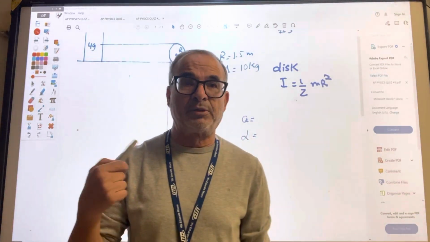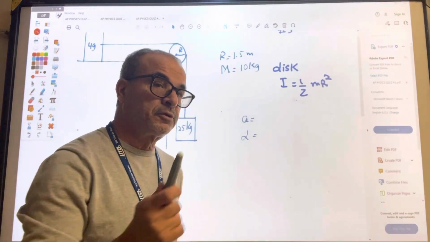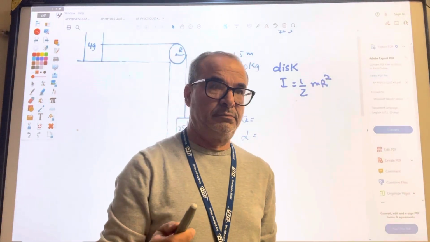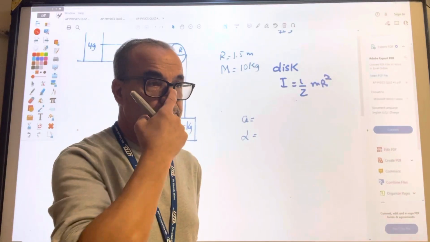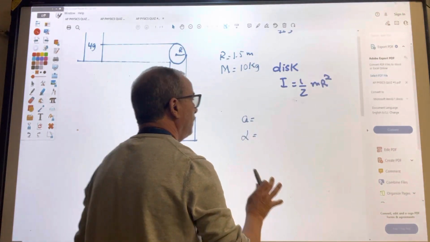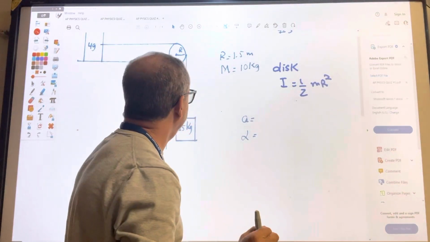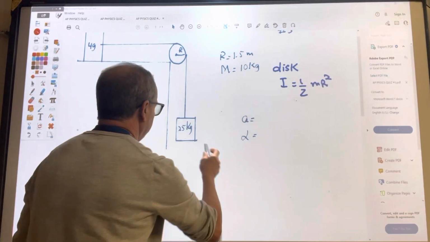Now, these are the problems that I want you to understand perfectly. Newton's second law in rotational motion. It's like the first one we did. So what is A, what is alpha? Again, let's put the forces in.